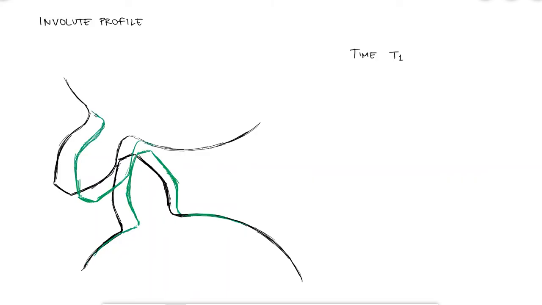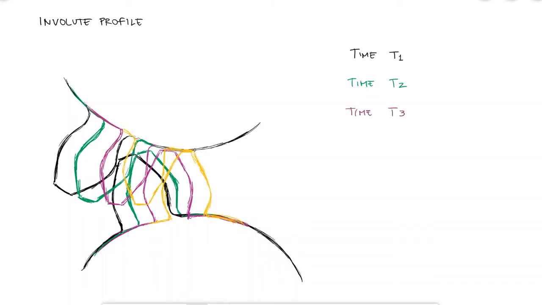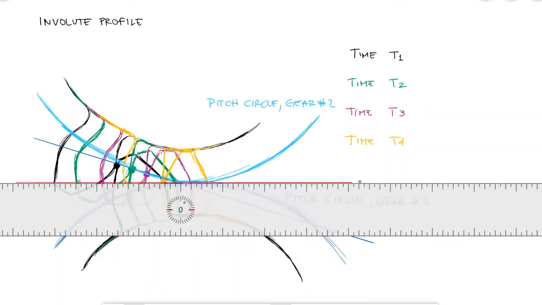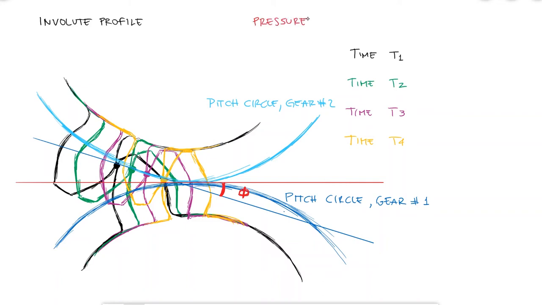Regardless of the imprecisions, the fact that the point of contact occurs where the two surfaces are tangent to each other means that the forces at any moment during contact are pointing in one and only one direction. This line is known as the line of action, and what's important about it is that the angle between it and the tangent line to where the pitch circles meet is called the pressure angle phi.